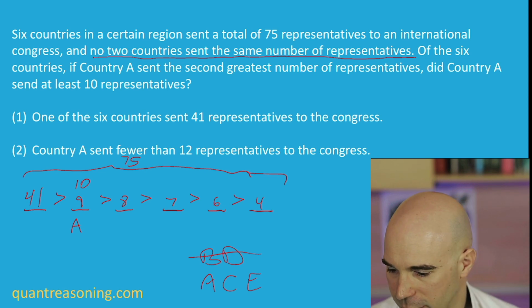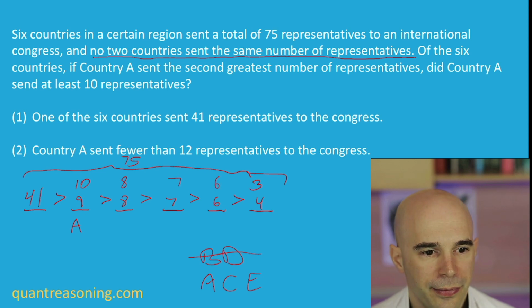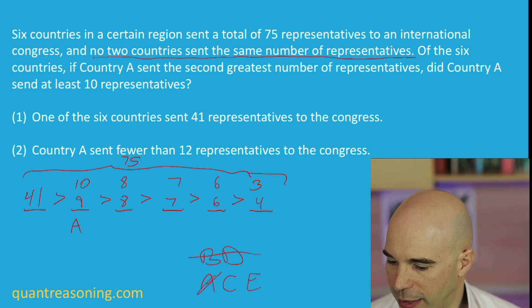Now, what if I wanted it to have 10? Would that be possible as well? Well, yeah, I could just use the exact same numbers and just make this last one smaller by 1. I removed 1 from the last country and gave it to country A. So I've shown that, yes, country A could have 9 and it could have 10. And that eliminates answer choice A.